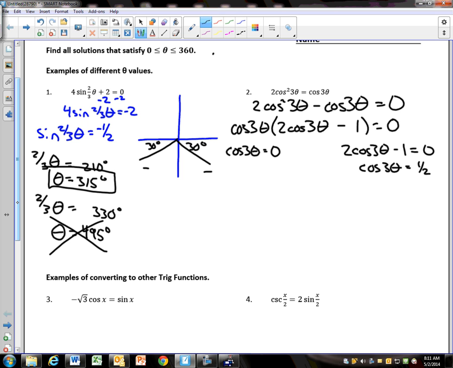Where's cosine equal to 0? Cosine equals -1 at 180. Where's cosine equal to 0? 90 and 270. 90 and 270. Watch what happens.